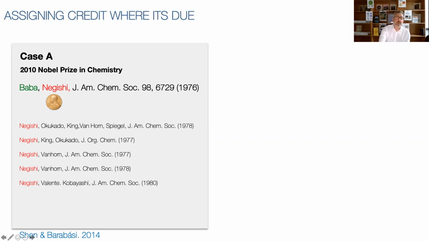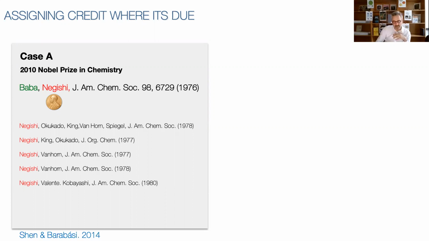Anyway, we were curious about how this process actually happens and how the decision is made in general. Let me show you 2 examples. We have a paper for which a Nobel Prize was awarded in 2010, by Baba and Negishi. And Negishi got the Nobel Prize. The question is, why is that? Because there are only 2 authors in the paper. When you look at the 5 most co-cited papers with the Nobel Prize winning discovery, that is, the papers that the community co-cites with the 1976 paper, it turns out that there are 5 papers, all by Negishi as the first author, and Baba is missing.